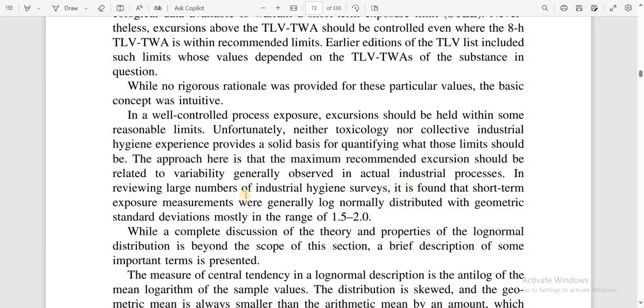In reviewing a large number of industrial hygiene surveys, it is found that short-term exposure measurements were generally log-normally distributed, with a geometric standard deviation mostly in the range of 1.5 to 2.